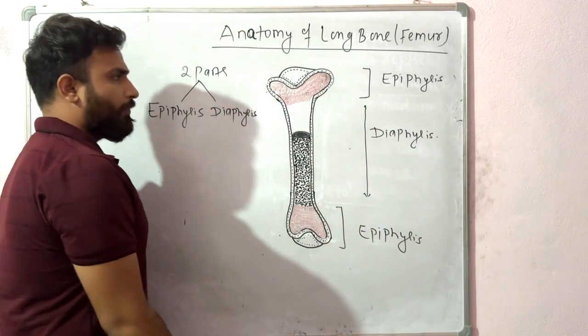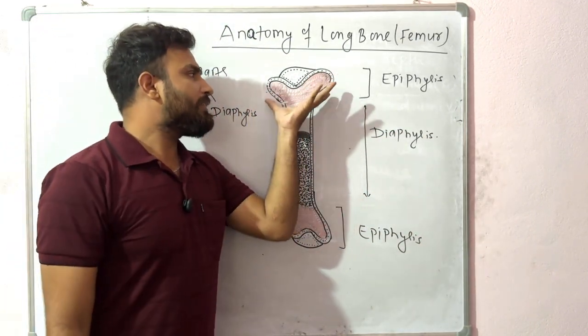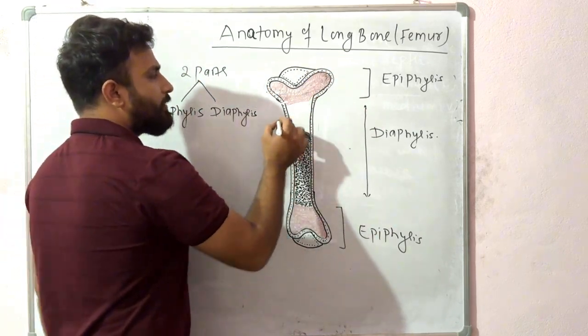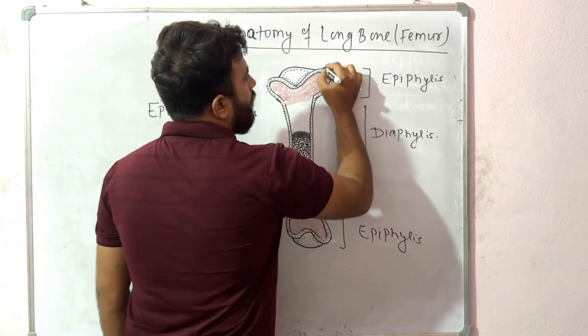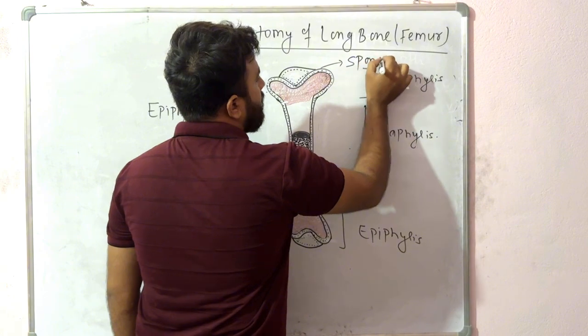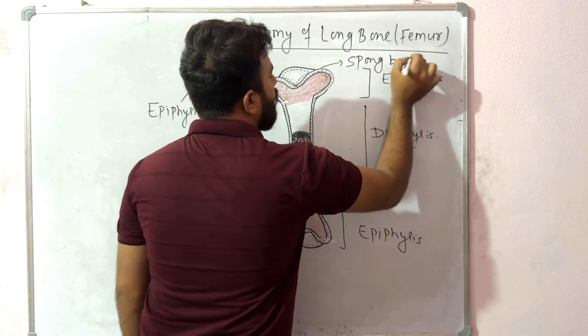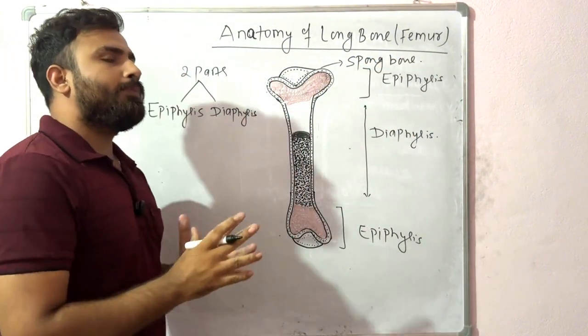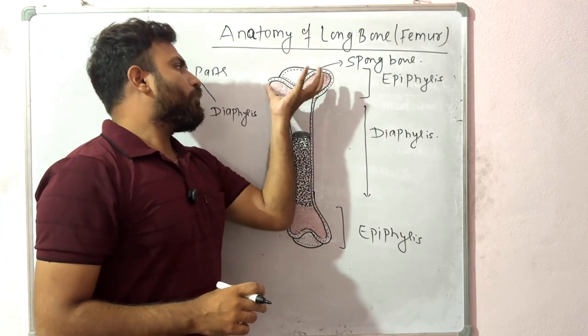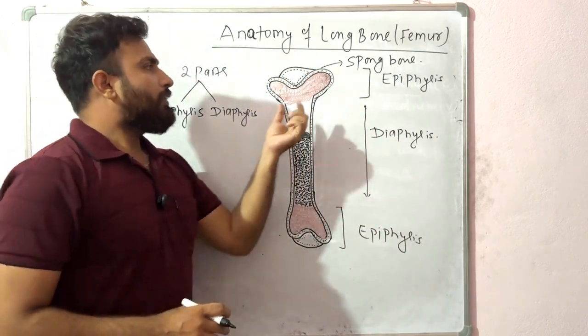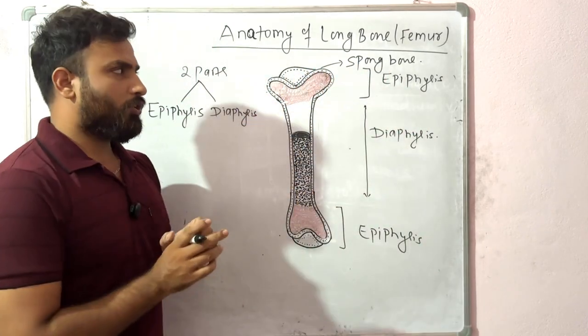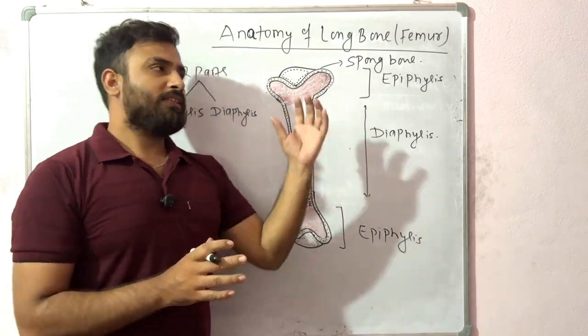If you talk about epiphysis, this broadened area is made up of spongy bone. And what do you know about spongy bone? Spongy bone means these bones are soft bones. These bones are arranged like a honeycomb structure, and there are a number of pores in the spongy bone.